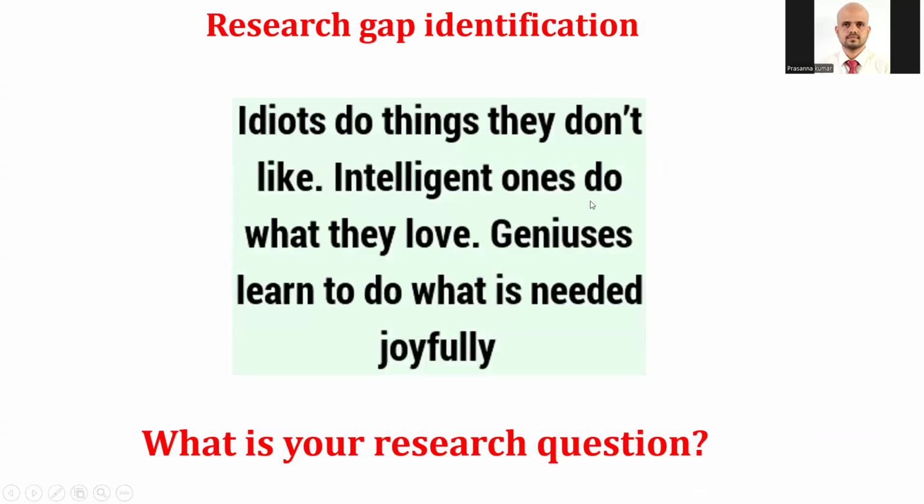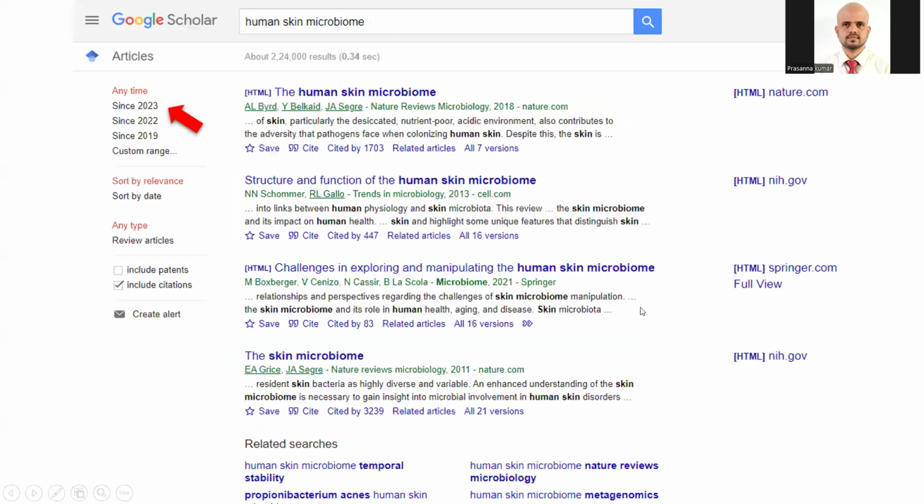This is a quote I like whenever we do research gap identification. Either you choose an area, be passionate about it, find a research gap and do it, or just see what is required for society and find a solution. Two ways to approach a research question. So now my area of research in this given situation, it is very clear that I want to do research in human skin microbiome.